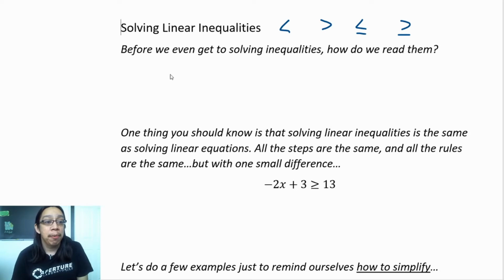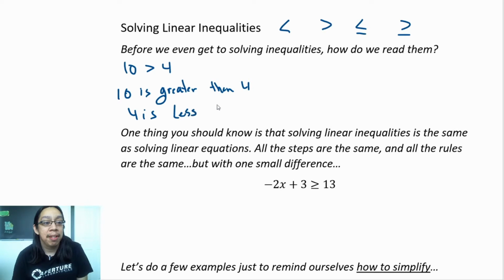So for example, let's say that you're comparing the number 10 with the number 4. There are two possible ways that you could read this inequality. You could read it as 10 is greater than 4, or you could also read it as 4 is less than 10. So there are two possible ways of reading the same inequality symbol.